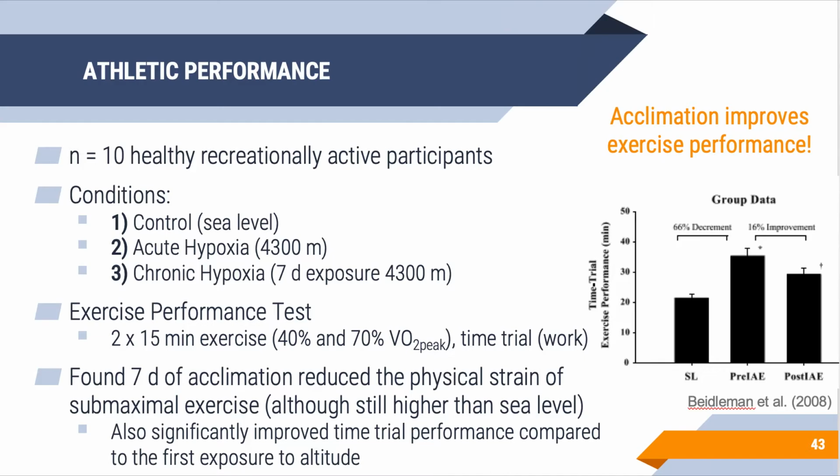But once they acclimated for 7 days, that post-acclimation is the last bar on the right, we see that the performance improved 16%, meaning that they had an adaptation to that altitude and they were able to perform better than when they first were exposed to that altitude. However, what's important to note is that their performance didn't improve to sea level performance measures. So they're still impaired compared to the sea level test.